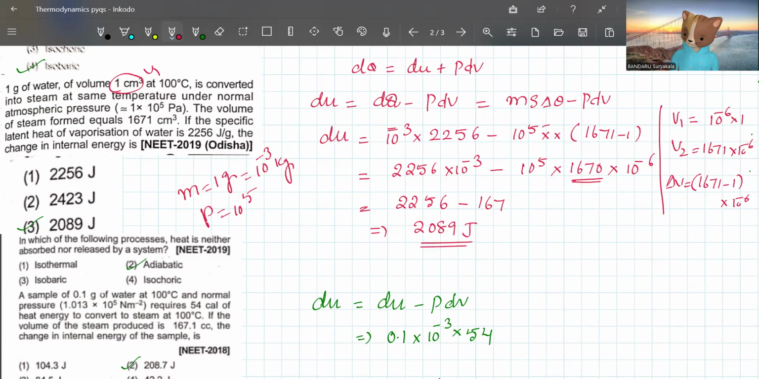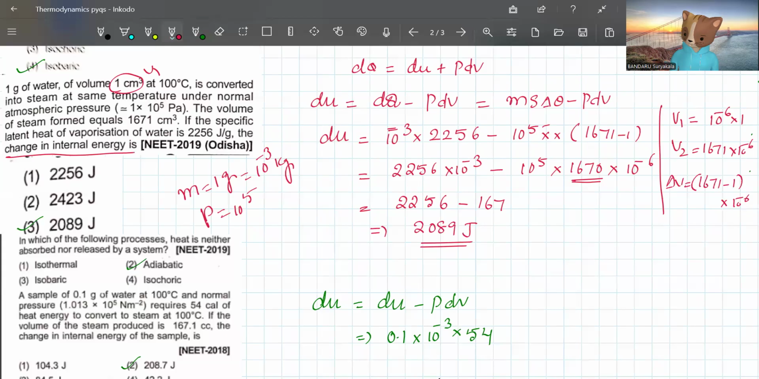Use the first law of thermodynamics, dQ equals dU plus dP into delta V. They ask for the change in internal energy, that means dU. So we can use this process, okay? Next, see the next problem.